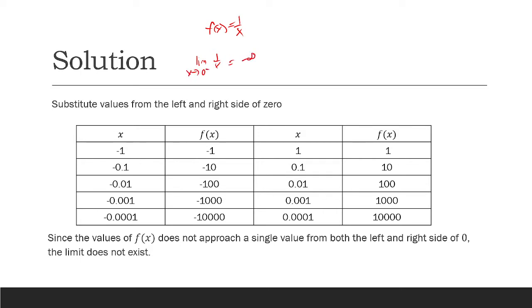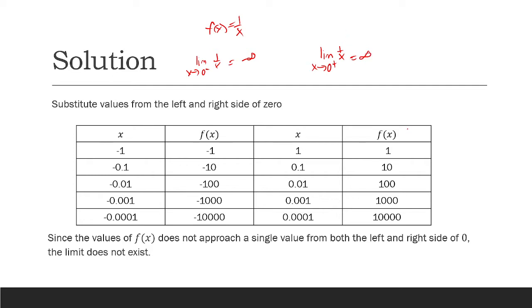So therefore, the left-hand limit of 1 over x as x approaches 0 is equal to negative infinity. On the other side, the right-hand limit of 1 over x as x approaches 0, coming from the right side, kasi nga right-handed limit tayo, that is equal to positive infinity.